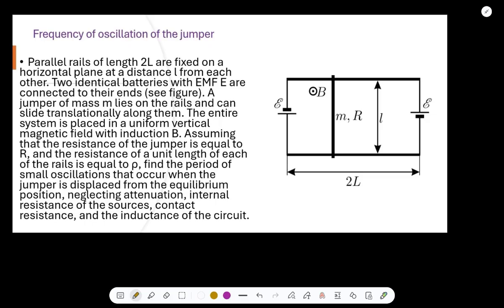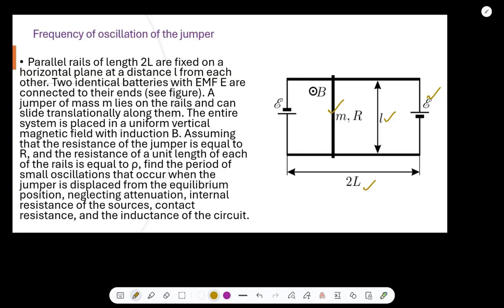What we got here is parallel rails of length 2L fixed on a horizontal plane at a distance L from each other. There are two identical batteries with EMF E, or Xi, connected to their ends. A jumper of mass M lies on the rails, this one, and can slide translationally along them.